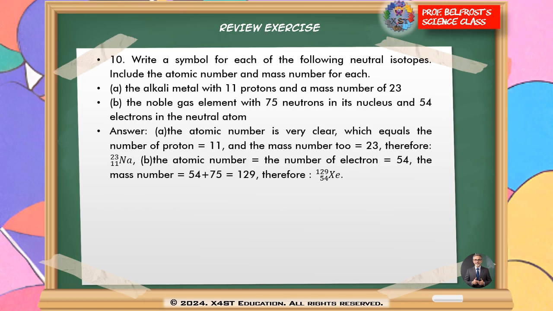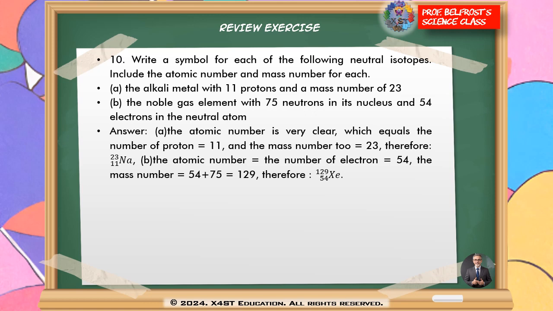Number 10, the last problem. Write a symbol for each of the following neutral isotopes. Include the atomic number and mass number for each. The first one is the alkali metal with 11 protons and a mass number of 23. And B is the noble gas element with 75 neutrons in its nucleus and 54 electrons in the neutral atom. Actually, you need to pay attention to the IUPAC periodic table. That's why I always want you to have a periodic table at hand.